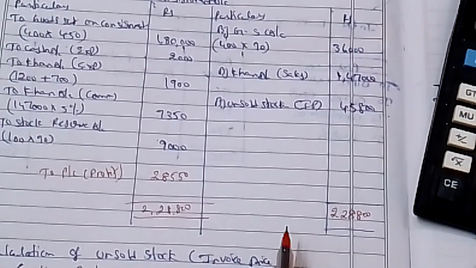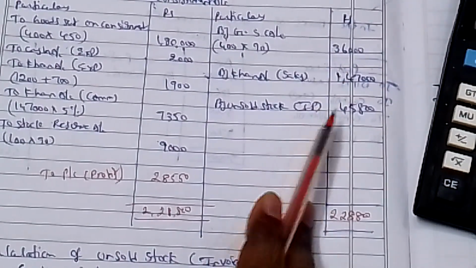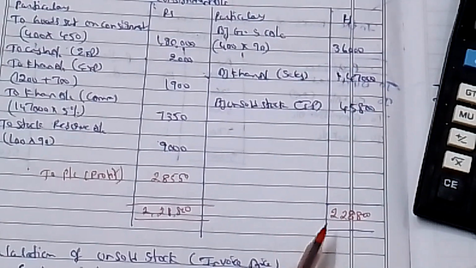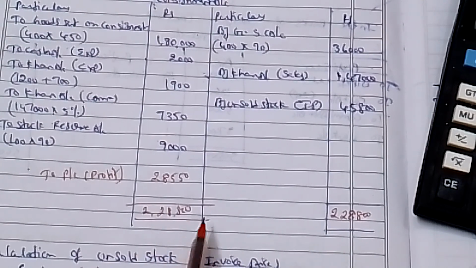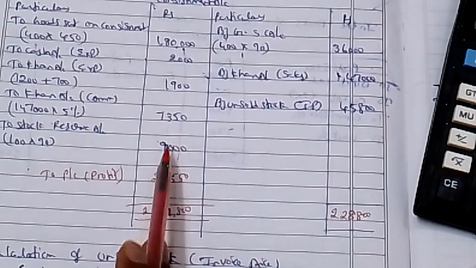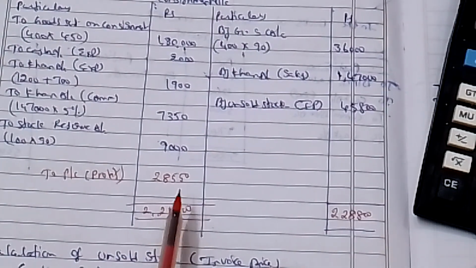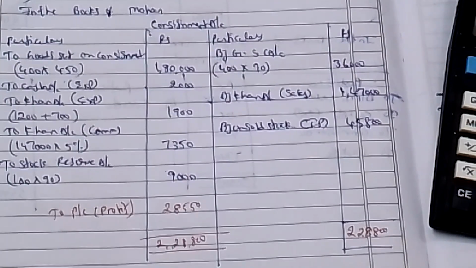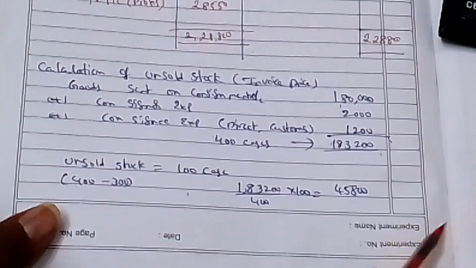Let us total 36,000, 147,000, 45,800: 228,800. 228,800 minus 180,000, 2,000, 1,900, 7,350, 9,000. So profit is 28,550. This is the consignment account and unsold stock working note. Let us see the consignee account.